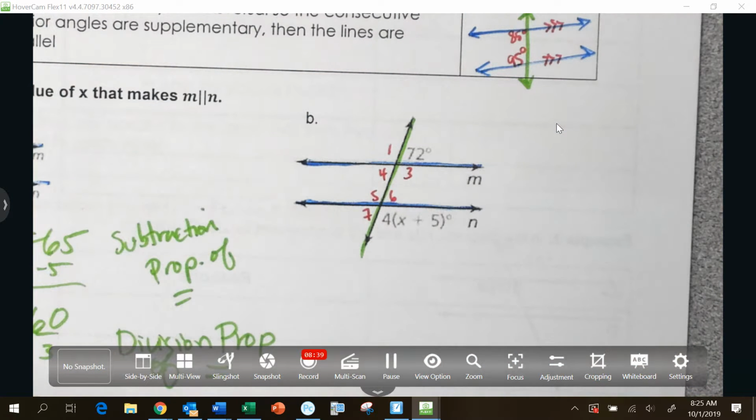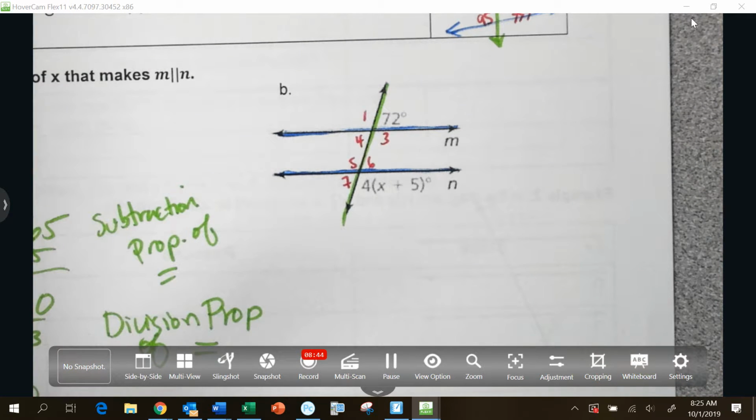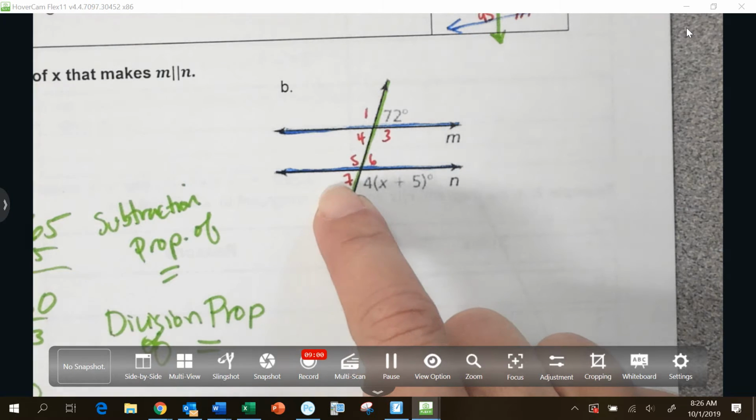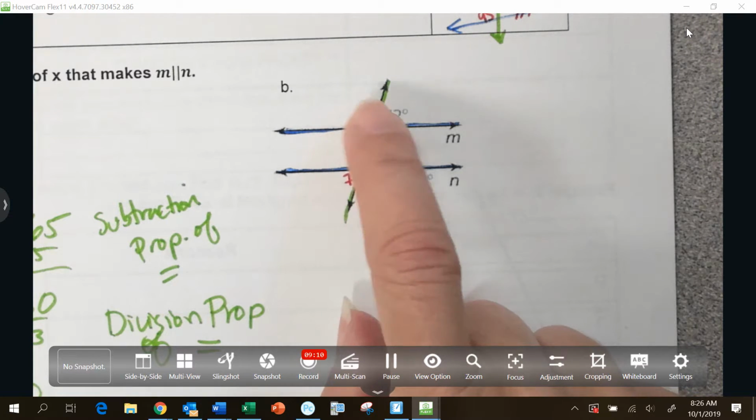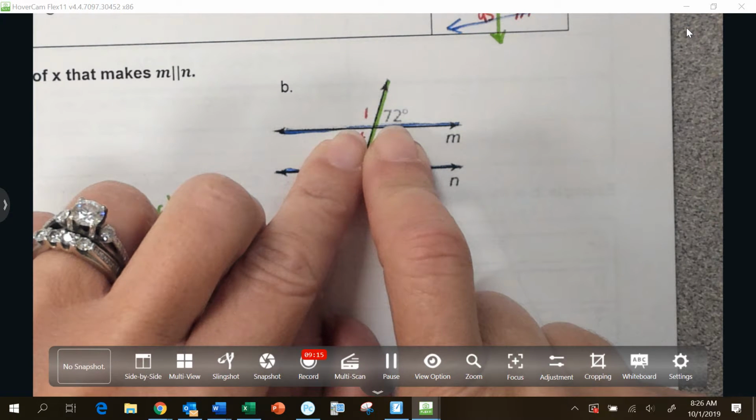What angle should we find so that we could set up an equation using one of our theorems? What angle should we find? Alex, what do you think? Okay. Excellent. How many people were thinking angle 7 by alternate exterior angles? Not everybody? So what was somebody else thinking? Okay, what were you thinking? Angle 1. Well, what theorem would allow you to find angle 1 from the 72?